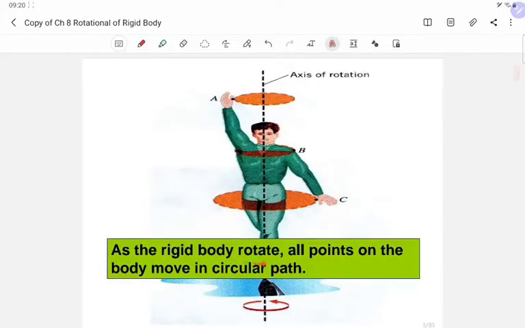As the rigid body rotates, all points on the body move in circular path. So you can see all points. For example, we take the point A. So point A has its own radius. Okay, B and C also has its own radius.